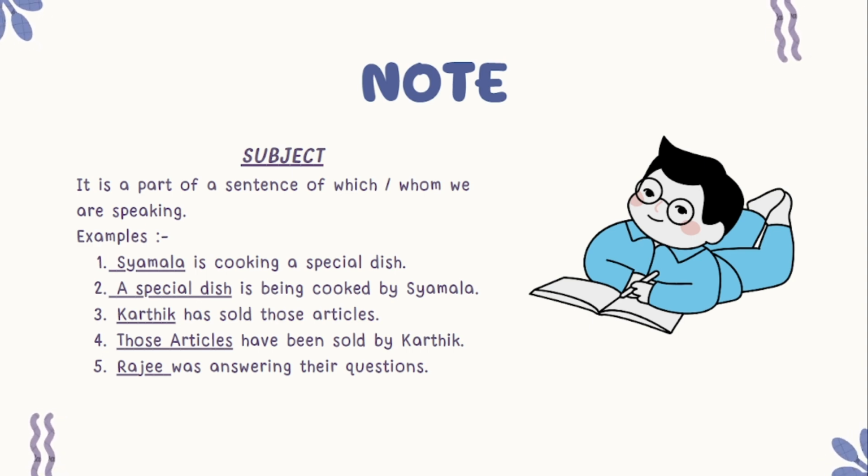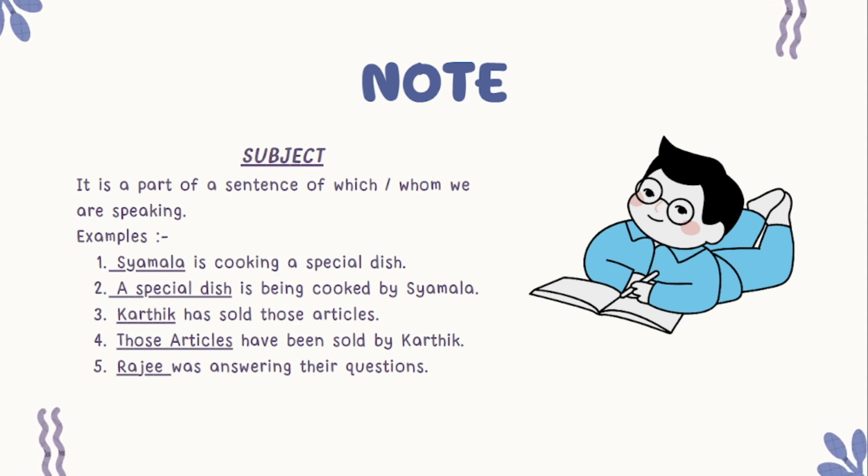Then you may get a doubt. Why don't we think Syamala is a subject? Here Syamala is a part of a sentence. Yes, I agree with you. Second one, we are speaking of Syamala also. Very good. That is also one of the points. Third one, Syamala is not written at the beginning of the sentence. Syamala is not given any priority. Do you understand? Next, third one. Kartik has sold those articles. In this sentence, the subject is Kartik. First one, Kartik is a part of a sentence. We are talking of Kartik.